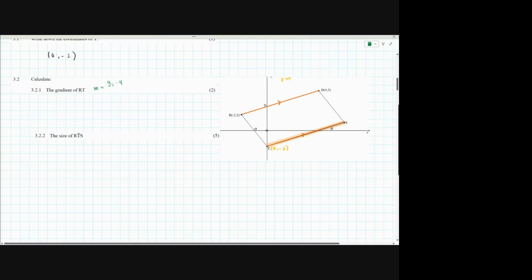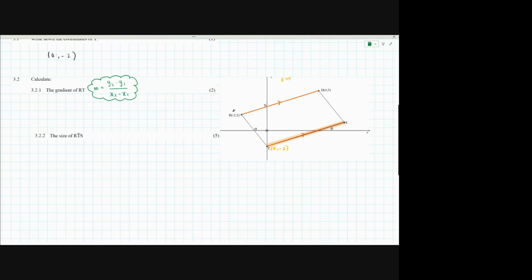So gradient formula, y2 minus y1 over x2 minus x1, change in y over change in x. Okay, you've been using this since grade 9. So this is a formula that should be very familiar to you. And then we just substitute in. Remember, it doesn't matter which point is point 1 and which point is point 2. It makes absolutely no difference.